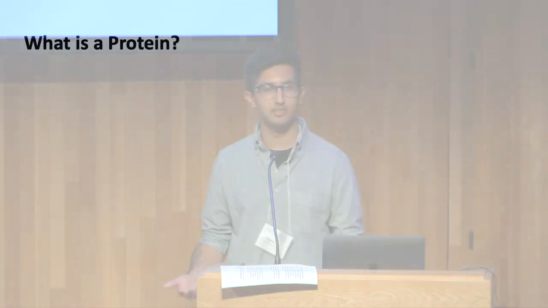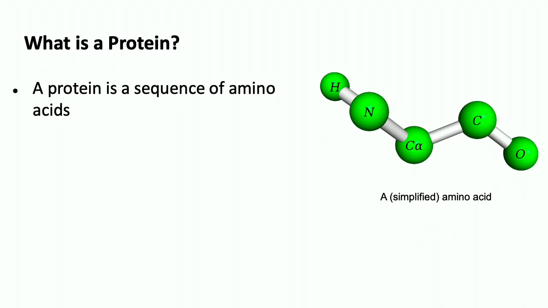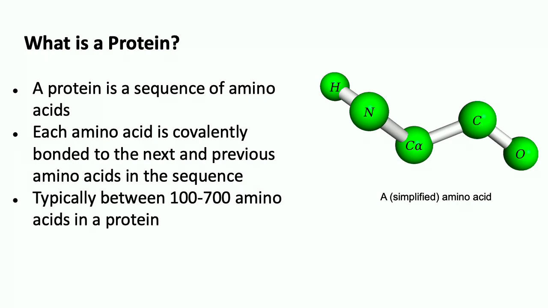So the first thing is a bit of an overview on what a protein is. A protein is a sequence of amino acids, and this is an example of a simplified amino acid, where each amino acid is bonded to the next and previous amino acid in the sequence. For those of you who are somewhat familiar with machine learning techniques, you might automatically recognize this as something we might want to apply sequence learning to. So techniques from natural language processing or audio processing are the things we're going to look to in order to solve this problem.